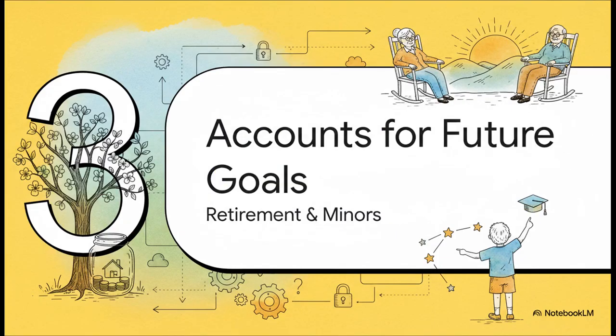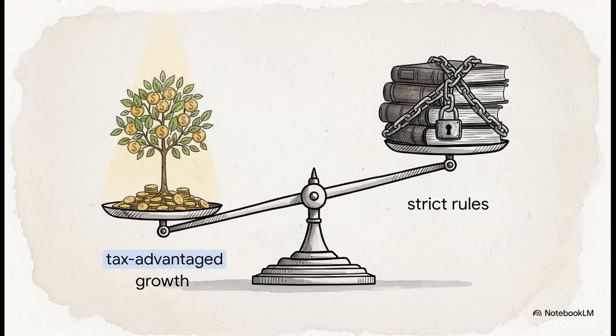Okay, so beyond just who owns the account, some accounts are designed for a very specific purpose, like saving for retirement or setting up a child's future. And as you can probably guess, these come with their own special sets of rules. IRAs, individual retirement arrangements. This is a massive topic. The two words to remember are tax benefits and rules.